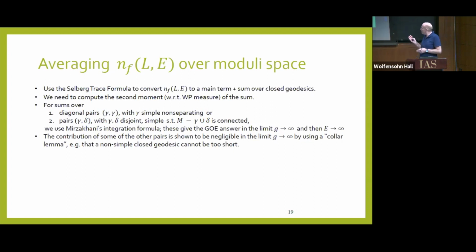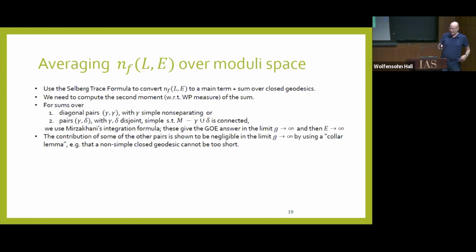And they have to be simple. And the other is pairs of simple disjoint geodesics, so that the union doesn't separate the surface. I use this integration formula that I described before to get the asymptotics of these terms. Most of the others are not of this kind. The others you have to show are negligible, and that's a separate consideration that you have to do.